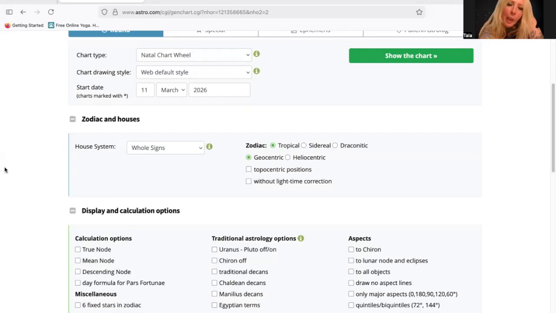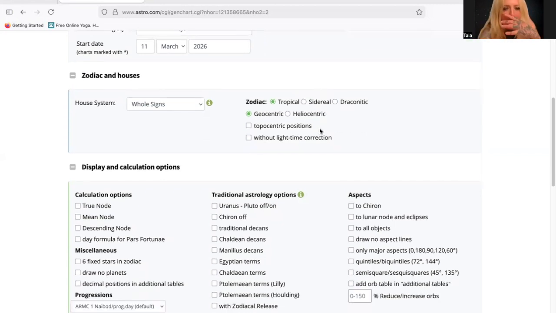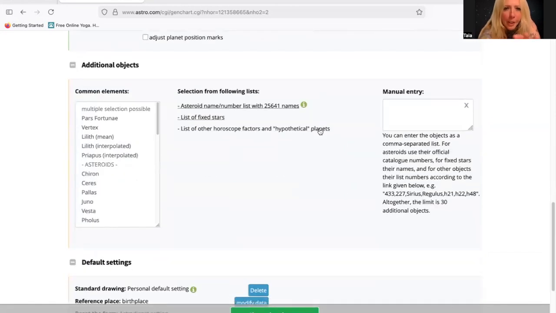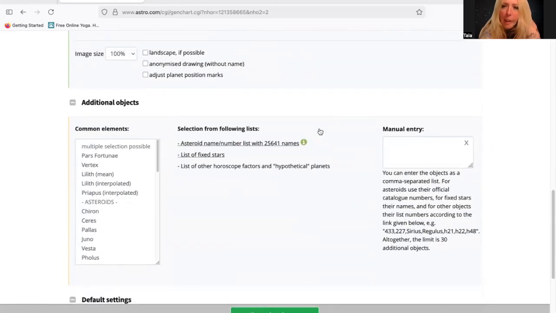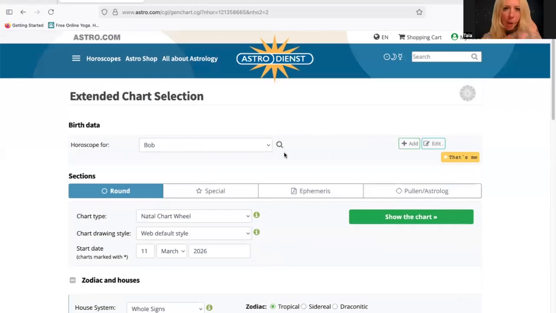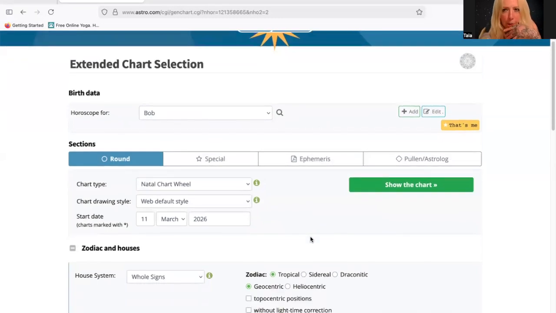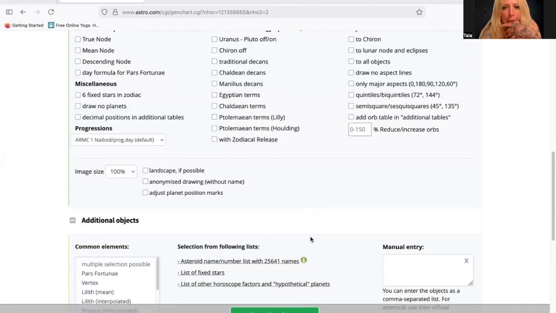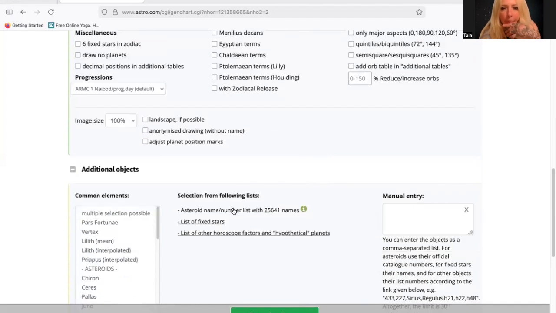Not just that, I think whole signs is more precise for natal, even though I do use other houses for other kinds of astrology. It's also easier because all the signs are whole and there are no houses that are split. You'll see what I mean when I run it in a second. So we keep it simple here. You put in all your birth data, and it's going to ask you to make this chart. Make sure your birth time is accurate, because if it's not, we're not going to know the house system. And then let's go right here, asteroid name and number list.